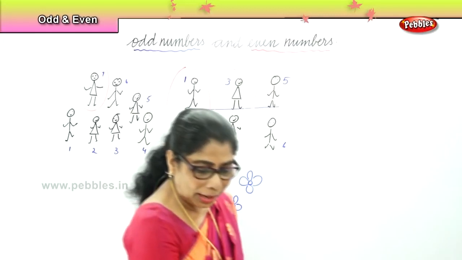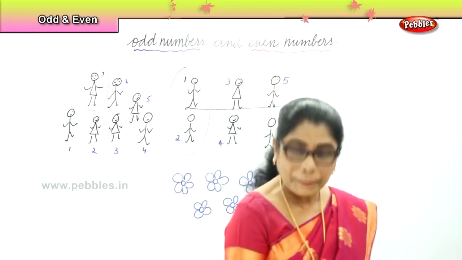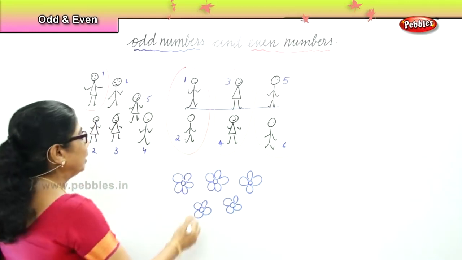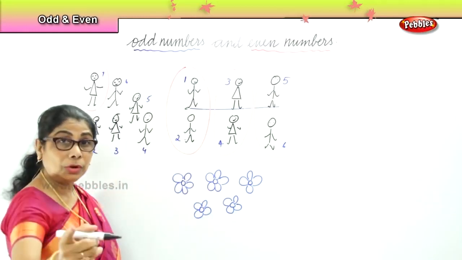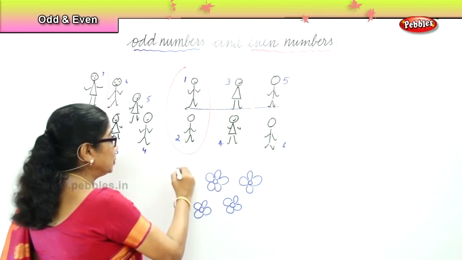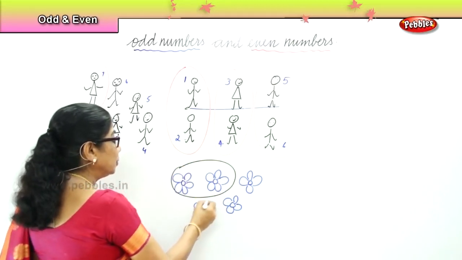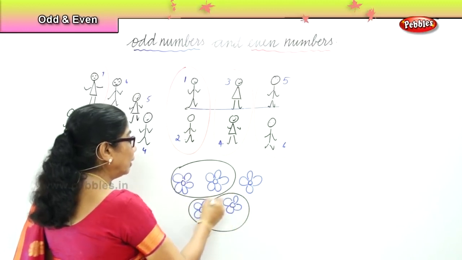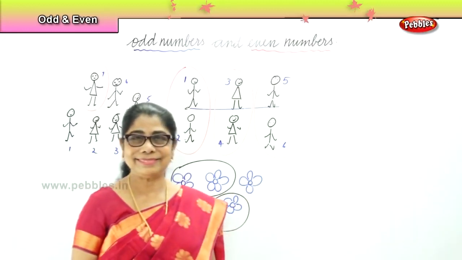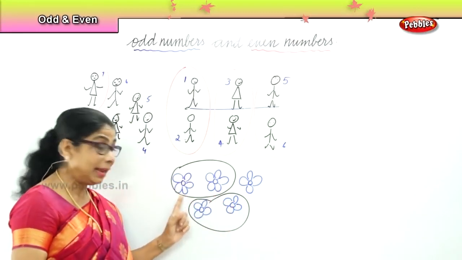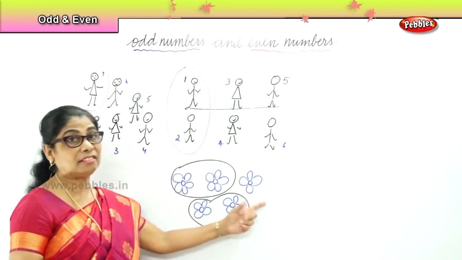Now, just look at the flowers. You go picking flowers and we're going to group the flowers. Okay? Now, you're going to group in twos. You know to count in twos? One, two. A group of two. One, two. Another group of two. And then we have one left out. So, this can be paired, this can be paired, this cannot.